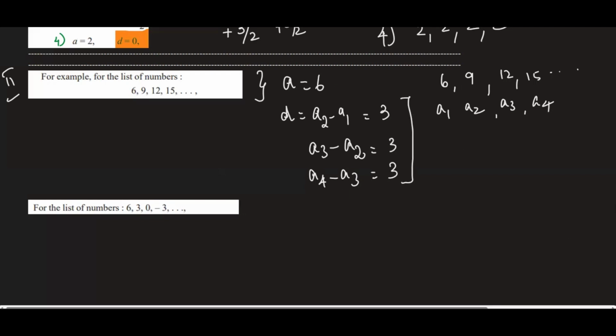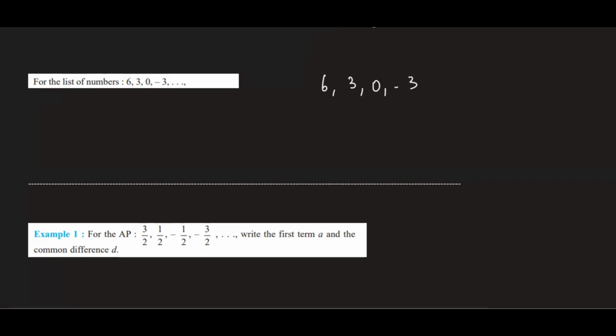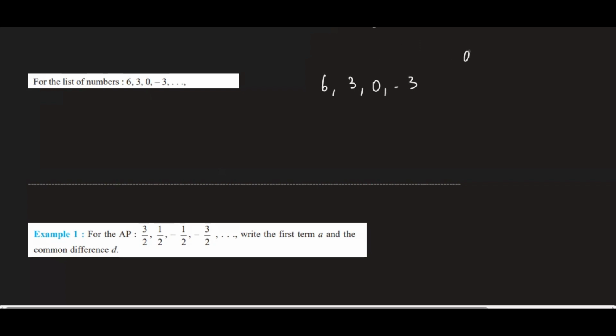Okay, now the next example. For the list of numbers 6, 3, 0, and minus 3, and so on, here A is equal to 6. And let's find what D is.